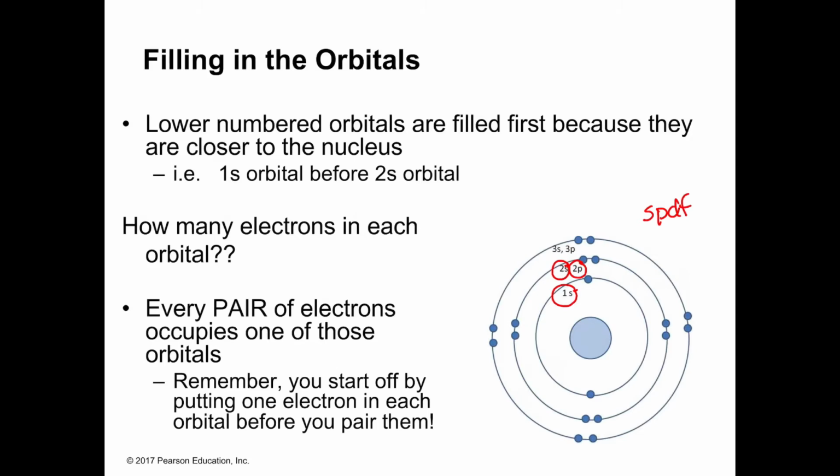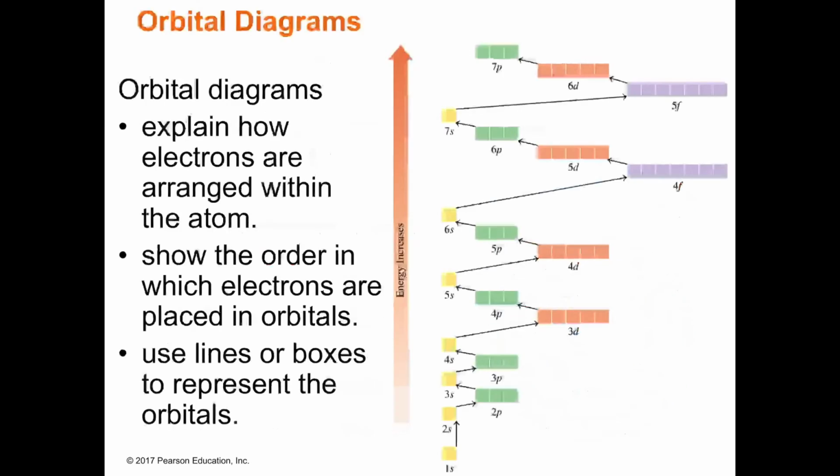And so remember that there are 2 electrons that are going to go in each orbital, and every pair of electrons occupies an orbital. And again, we're going to put 1 electron in each before any get 2. So this picture is in your book, and this tells you the order of the orbitals. For the most part, they're going to go in order, 1, 2, 3, 4, 5, 6, 7, but there are some exceptions. Like you'll see the 4s is filled before the 3d. So they don't always go in order.